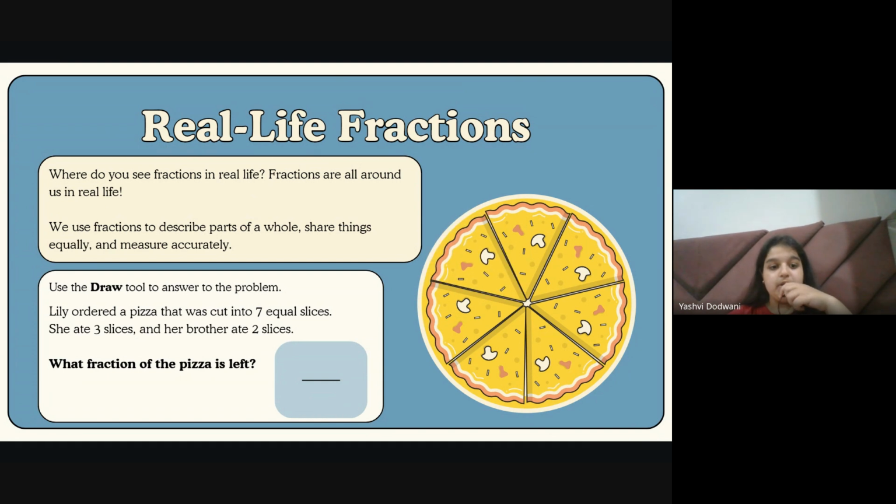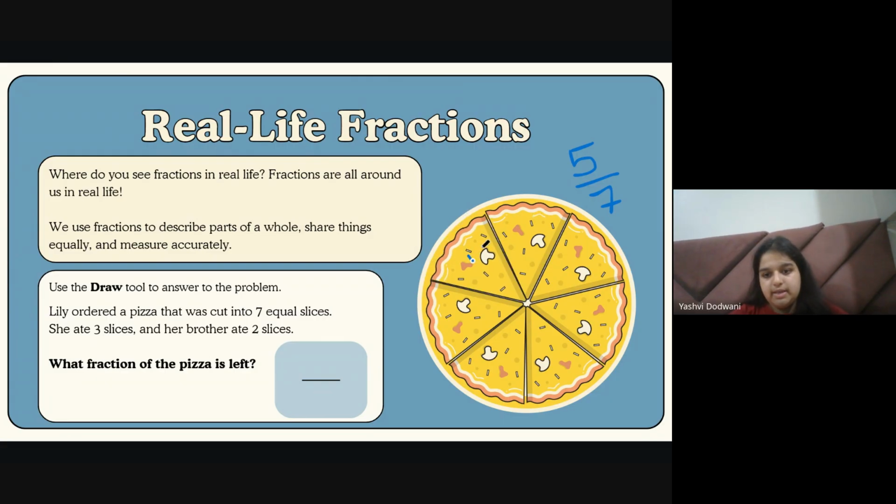Okay, no problem. How many slices did Lily eat? She ate 3 slices, okay, and her brother ate 2 slices. So the total slices eaten are 5 out of 7, right? Now 5 out of 7.